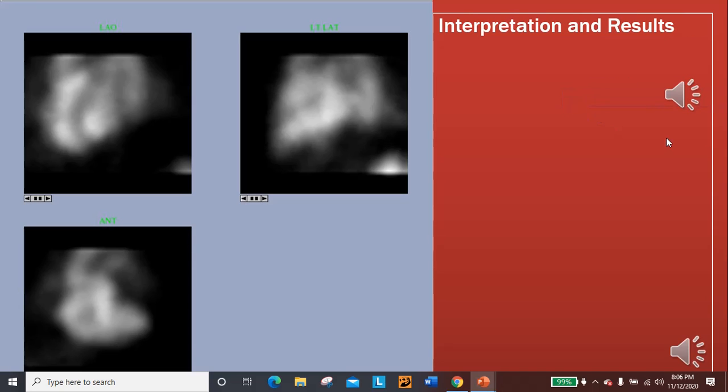So these are the 3 views that I was talking about. On the top left, you have the LAO view. You have a good septal separation between the left and right ventricle there. Next to that, you have the left lateral view, and on the bottom, you have the anterior view.